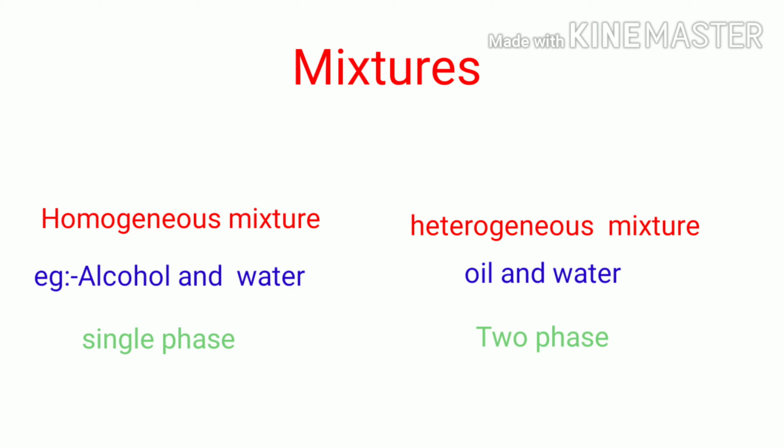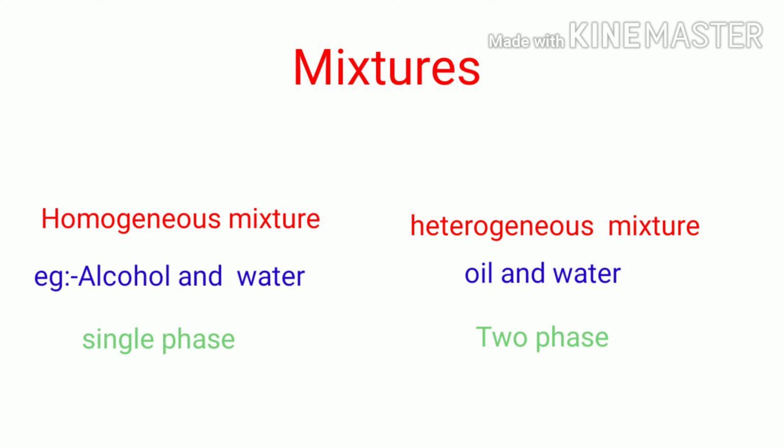For example, if we are taking the example of homogeneous mixture, that is water and alcohol. If you are mixing water and alcohol, you won't be able to figure out where are the molecules of alcohol and where are the molecules of water. Both the substances are going to mix in such a way that it is going to appear as a solution, that is, you can say it is going to appear in a single phase.